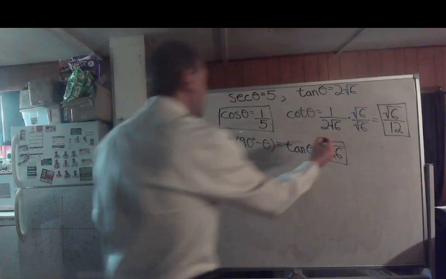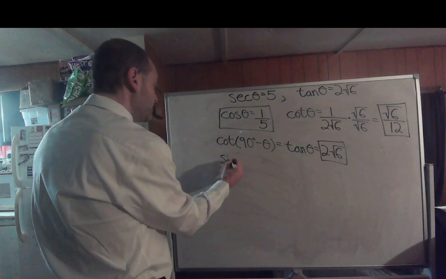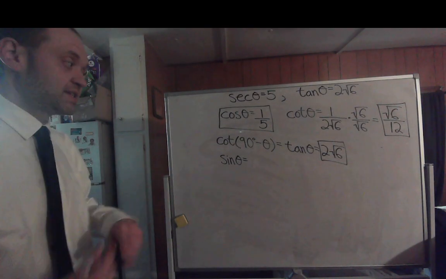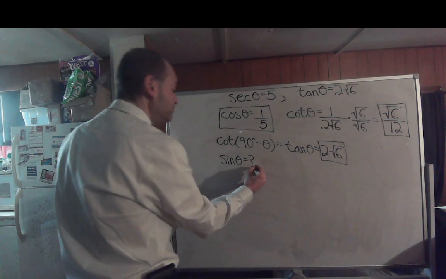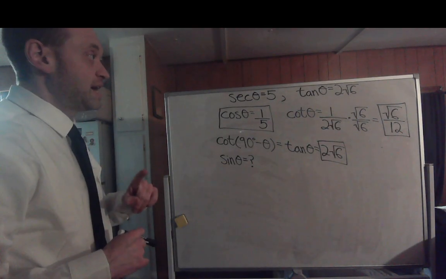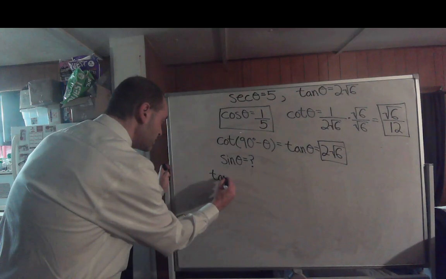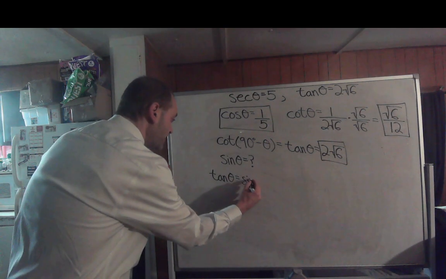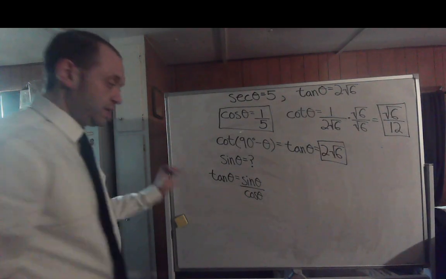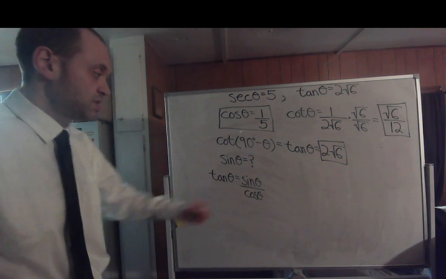Then they want to ask you one more question. Here's a good one. What's the sine of theta? So, what is the sine of theta in this case? Well, we know for sure that's the missing fact. Now, we know that the tangent of theta equals the sine of theta over the cosine of theta, right? Okay, we can solve for the sine of theta because we have the tangent and we have the cosine.